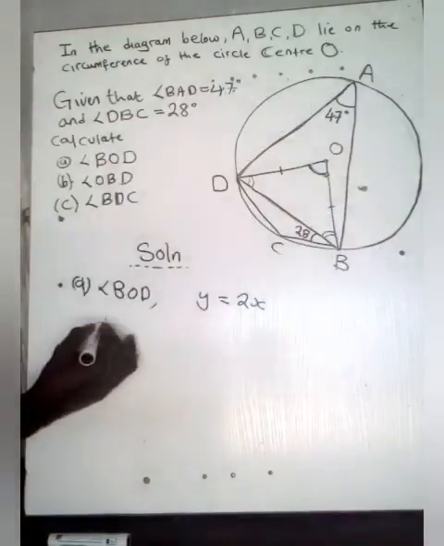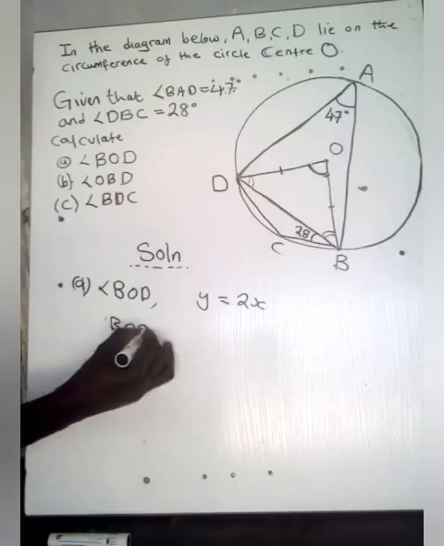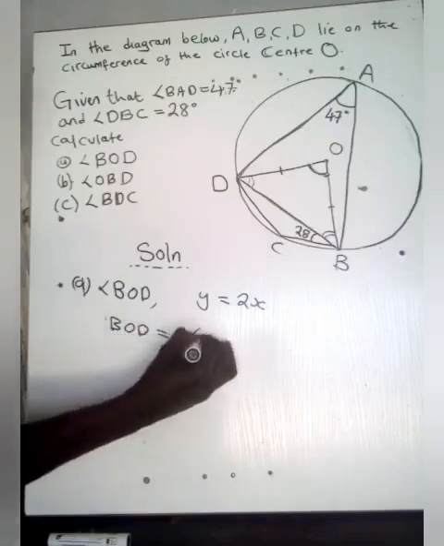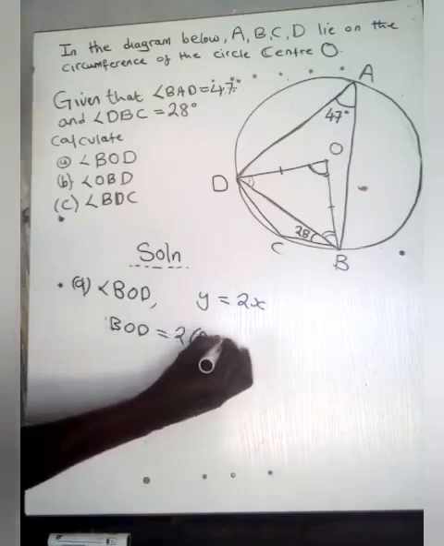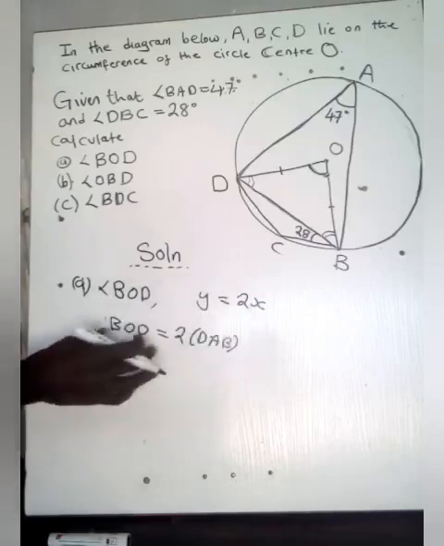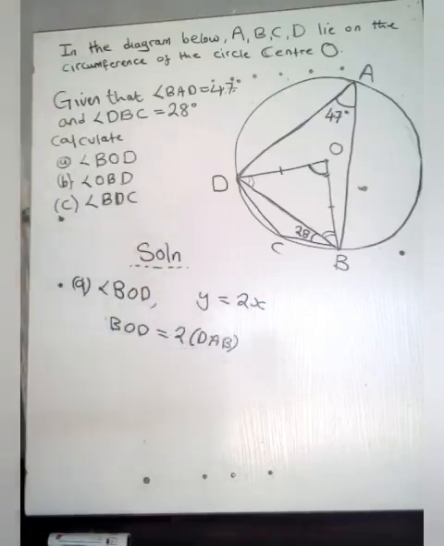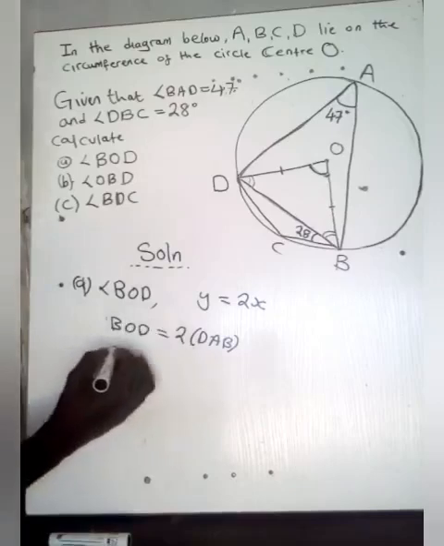So how do you solve this one? I would say BOD is equal to 2 times angle DAB. That's all. I've written this theory or equation in terms of the angles I'm given. You can even give a reason: the angle at the center is 2 times the angle at the circumference. So here it's very simple.